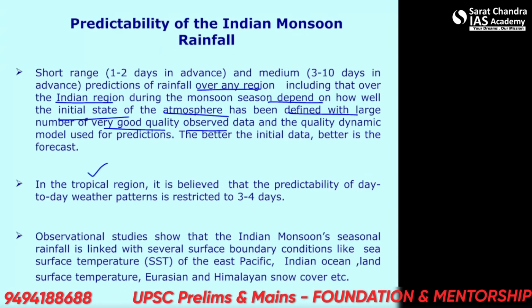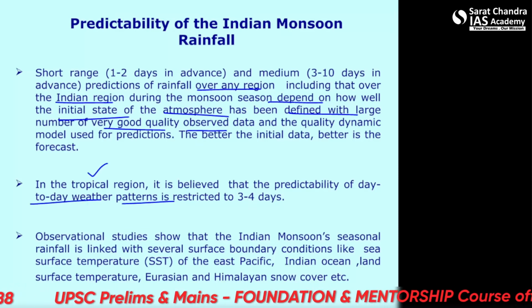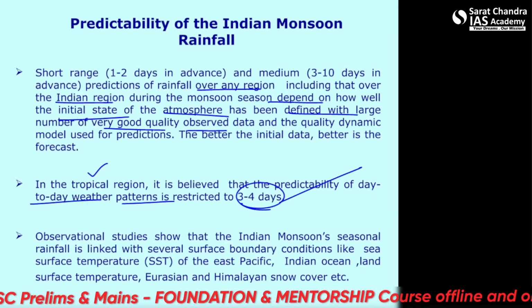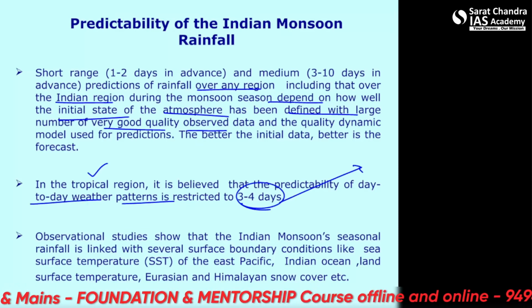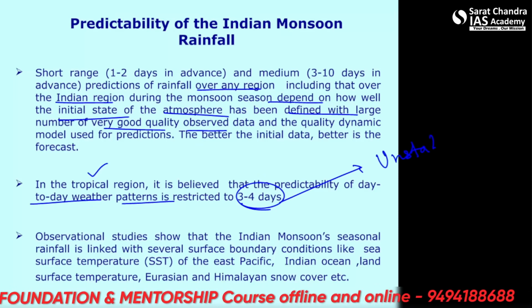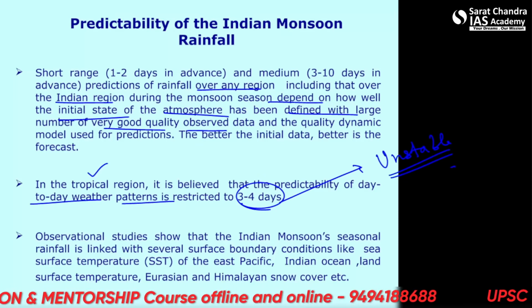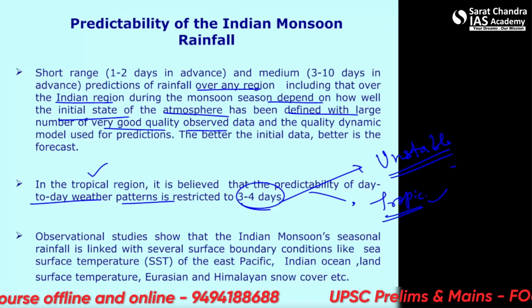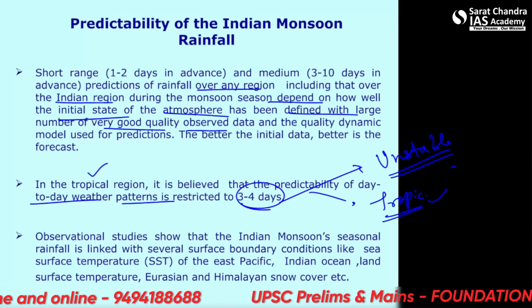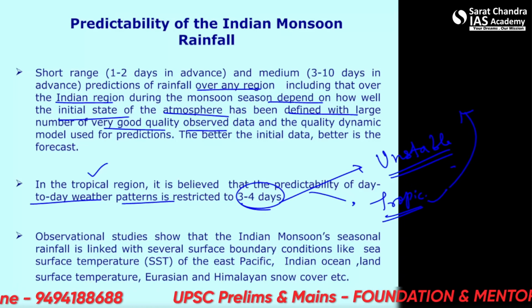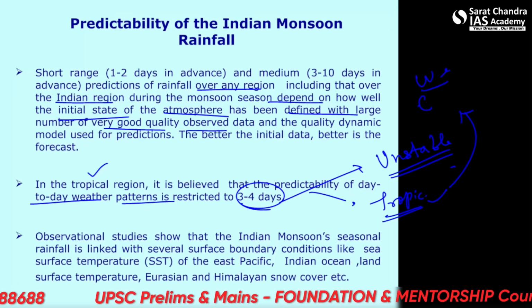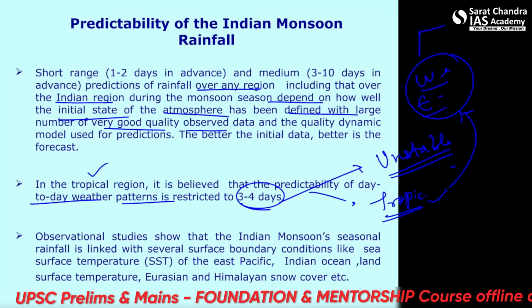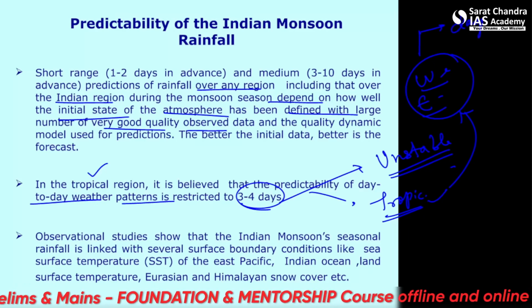In the tropical region, it is believed that the predictability of day-to-day weather patterns is restricted to 3-4 days because the factors that can change the weather are little unstable. It can rain anytime in the tropical areas. When we hear about tropical forests, there are many tropical forests in India, whether it is Western Ghats or Eastern Ghats. So it can rain there and it can rain there for days.